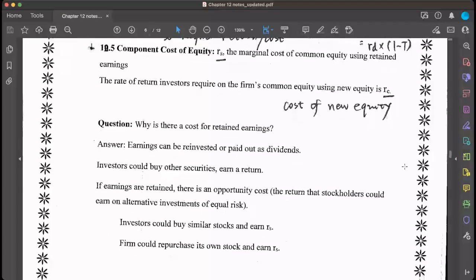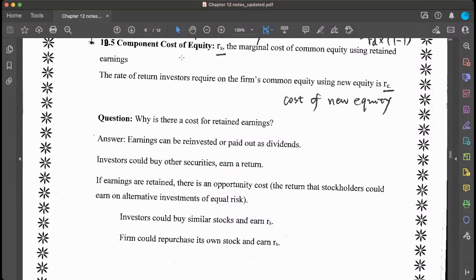The third component cost, besides the cost of debt and the cost of preferred equity, is the cost of common equity. There are two categories of cost of common equity. One is RS, the marginal cost of common equity using retained earnings. Another is RE, the rate of return investors require on the firm's common equity using new equity. The first one is retained earnings from old equity, and we have RS for the cost of common equity using retained earnings. The second is the cost of new common equity, RE. We're going to learn how to calculate these. For RE, we just need to take flotation cost into consideration.